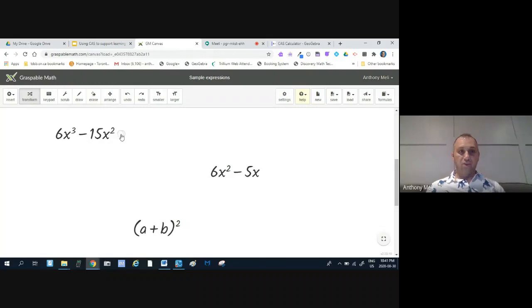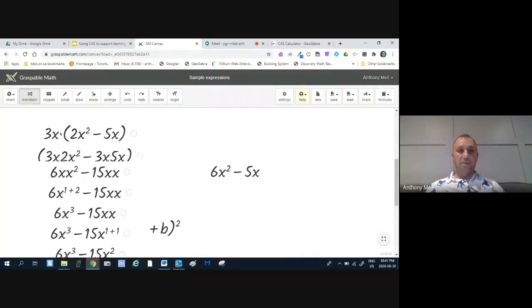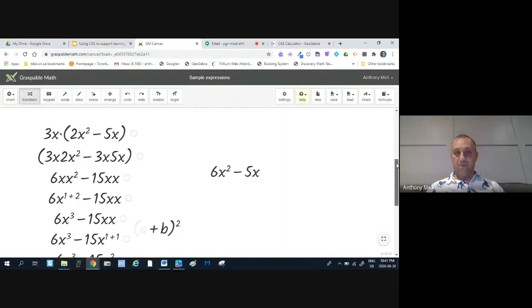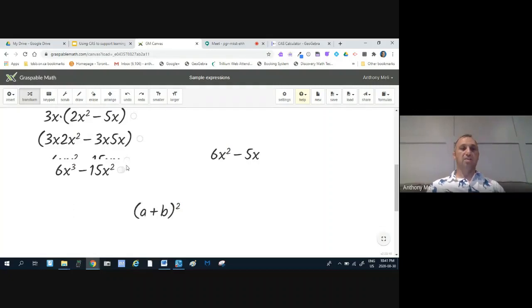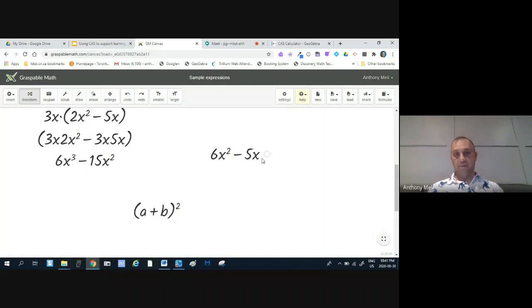And I'm just going to show all the steps. And I kind of like that. I like those steps. But maybe you don't want to show the 3x times 2x squared. Or maybe you like that, but maybe you don't want to show 6x times x squared and 15x times x. These steps maybe aren't so necessary. So I'm going to collapse these and just do that as 2 steps. So I've got my distribution, and then I simplified each term. You can choose what you want to show and what you want to hide.